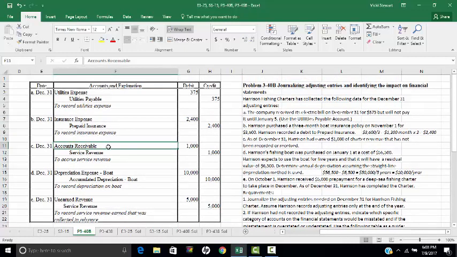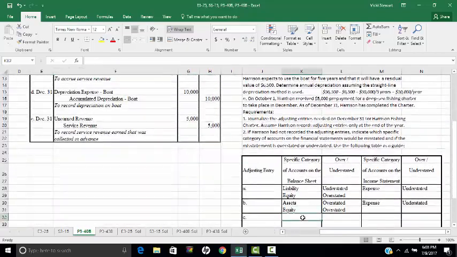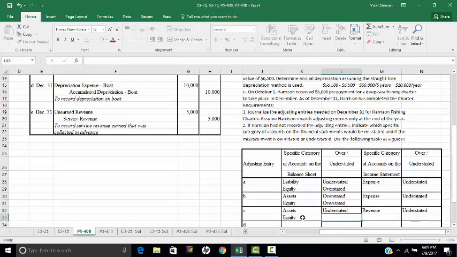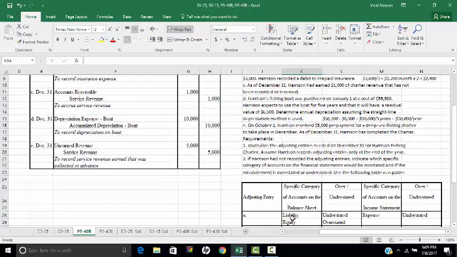The C part was for the charter revenue. Okay, so we had debited accounts receivable. So if we did not debit accounts receivable, that means assets would have been understated. Service revenue was our credit, and that was an increase to service revenue. So if we had not recorded that, then revenues would have been understated. So in this situation, we're going to have assets understated, and revenue would have been understated. And if revenue is understated, then equity is also going to be understated, okay? Because that means less net income.